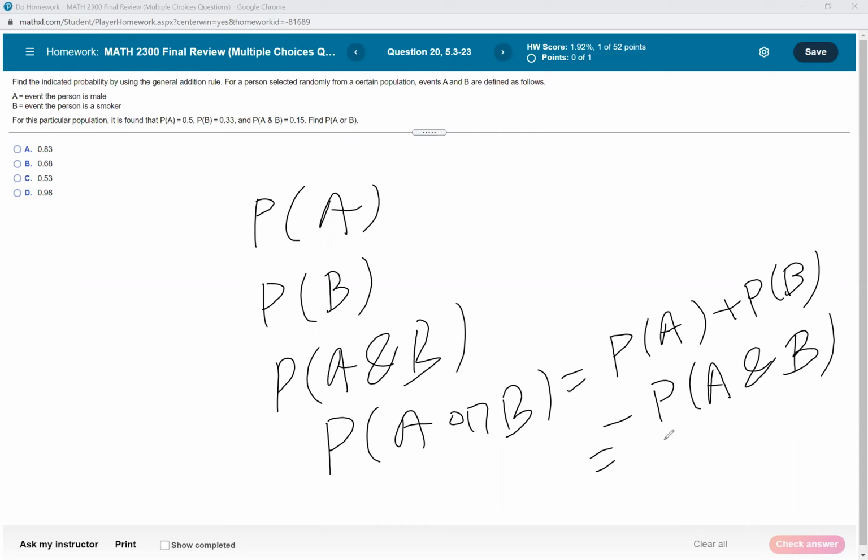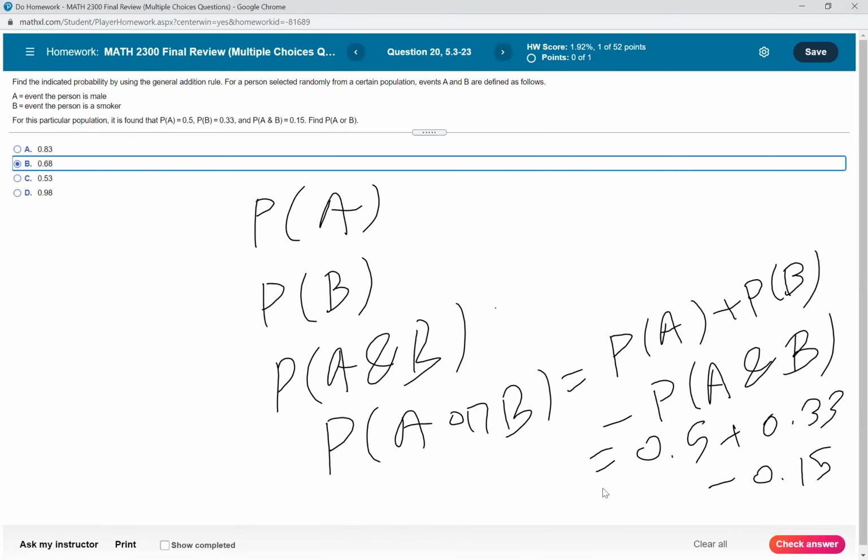We have probability of A, which is 0.5, plus 0.33 minus 0.15. So that means this is 0.35, 0.68. So the answer will be 0.68. If you simplify this, then you will get 0.68.